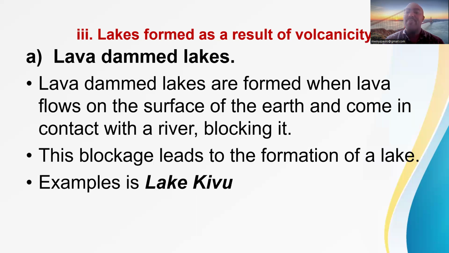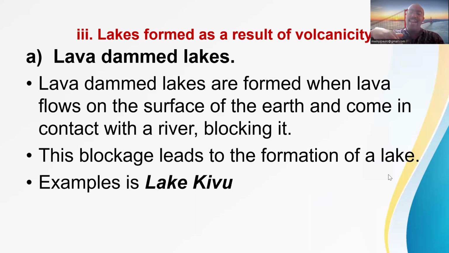Let's look at lakes formed as a result of volcanicity. Now, they are in two categories with lava-damped lakes. These are lakes that were formed when lava flows on the surface of the earth and come in contact with the river. So you remember what we learned about volcanic mountains? So assume there is a volcanic mountain here that's erupting.